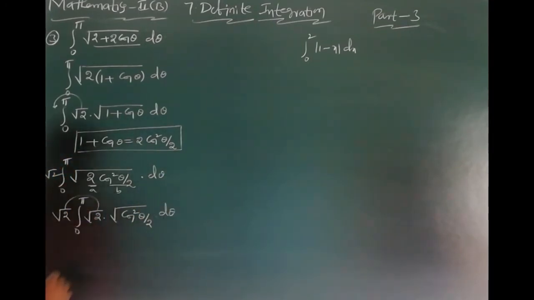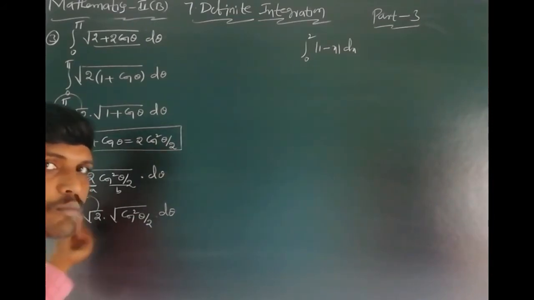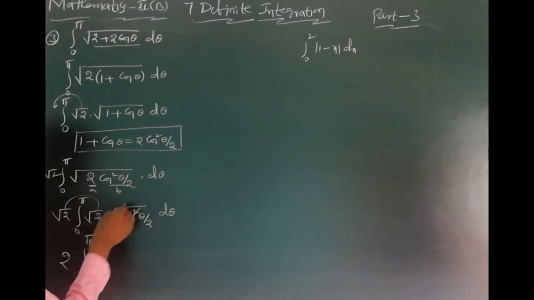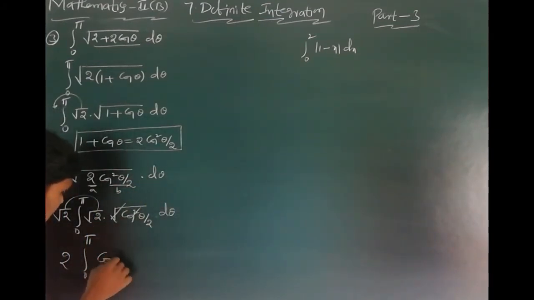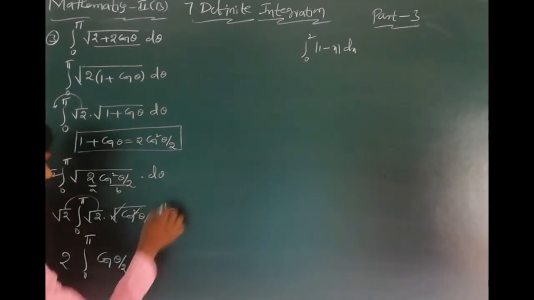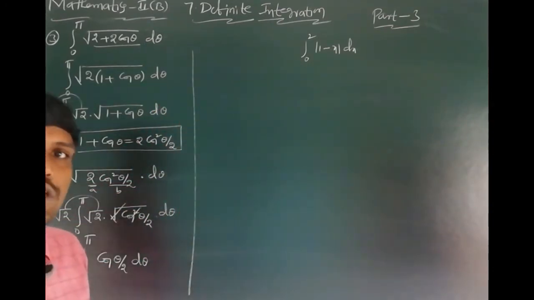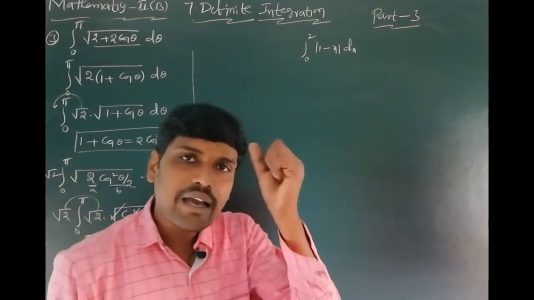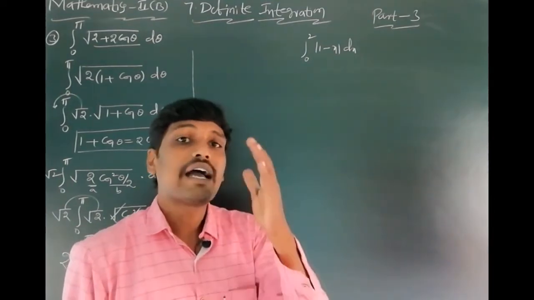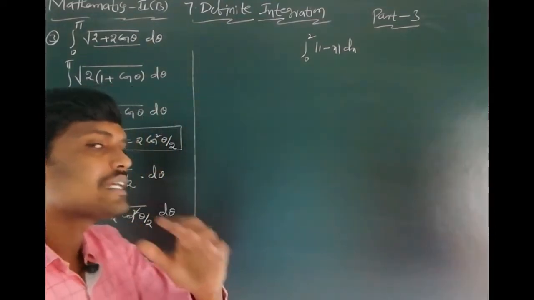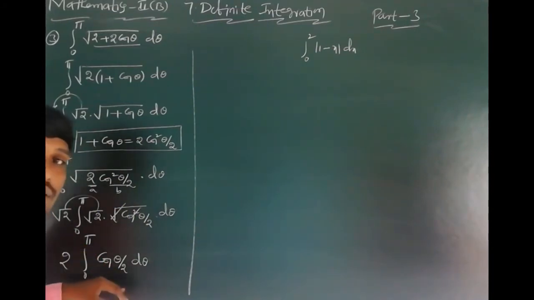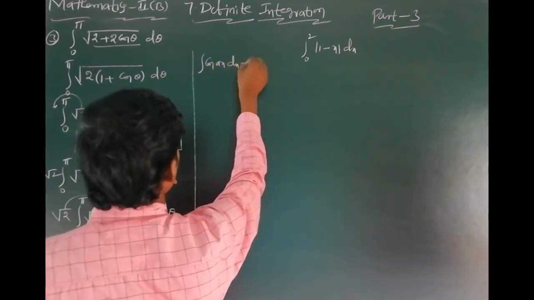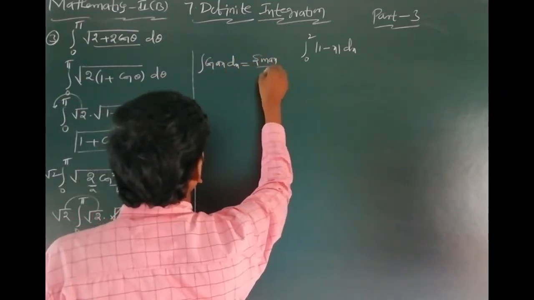Here square root of 2 into square root of 2 is nothing but 2. In the integral 0 to pi the square root gets cancelled. You get cos theta by 2 into d theta. After that, what is the integration of cos theta by 2? Integration of cos ax dx is equal to sin ax by a plus c.